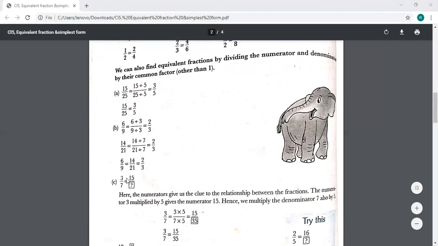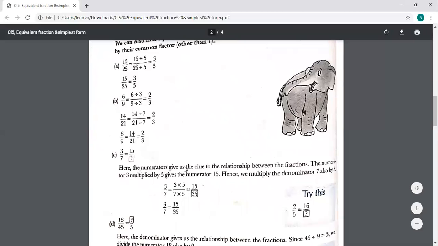Now, sometimes you may get a question like this, where one fraction is given and on the other side, one is missing. Either the numerator is given or the denominator is given, and you have to find the other one. But the condition is that they are equivalent fractions. They are equal fractions. So how will you find out?